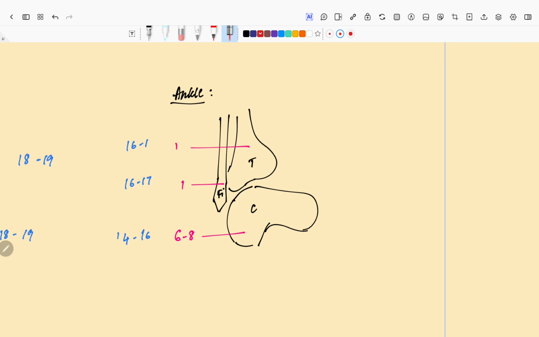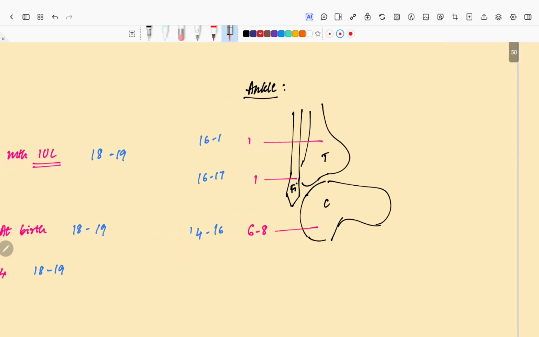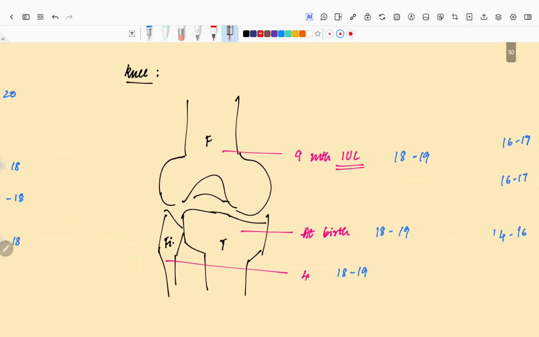Then ankle joint, it's easy to remember. Tibia at 1 year, fibula appears at 1 year, calcaneal tuberosity appears at 6 to 8 years, and then fusion of calcaneal tuberosity at 15 to 16 years, and then all of these at 16 to 17 years. Okay, this is when it fuses. Ankle joint is not so important.